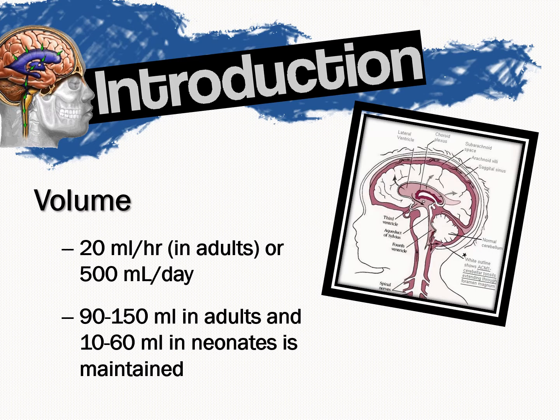How much CSF is produced per day? About 20 ml per hour in adults or 500 ml per day of CSF is produced by the choroid plexuses. And then this is reabsorbed back into the blood capillaries in the arachnoid villi at a rate equal to its production to be able to maintain 90 to 150 ml in adults and 10 to 60 ml in neonates.